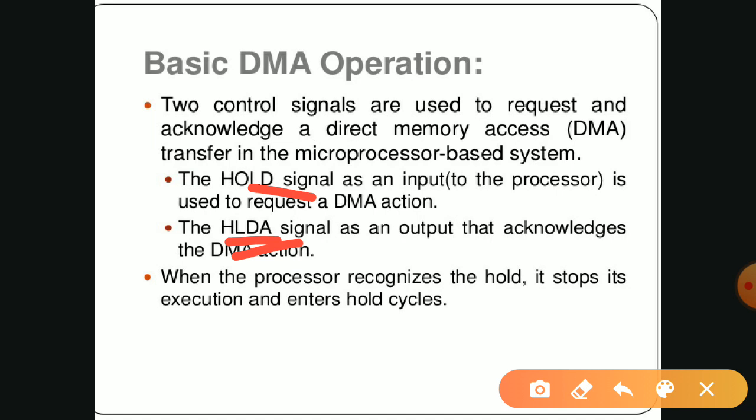Whenever the hold request signal is sent by the DMA controller, the processor can consider that an IO transfer is initiated. If the processor responds to that request, it acknowledges through another control signal called HLDA, the hold acknowledgement signal. When the processor recognizes the hold, it stops its execution cycle because there is no bus control, and enters the hold cycles.